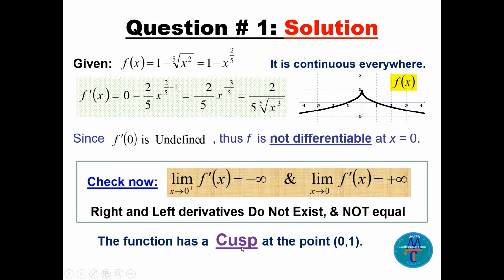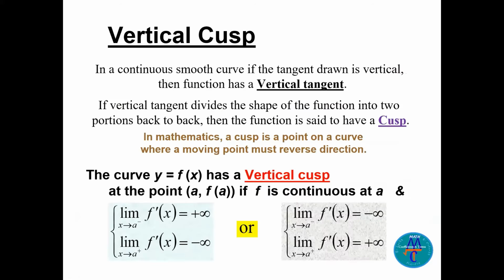So we can conclude that this function has a cusp at the point (0, 1). X equals 0, put it in the function here, the y will be 1 from the function itself. So at this point the function has what we call a cusp. We have explained that in the lecture, and then we will mention it also in a few minutes.